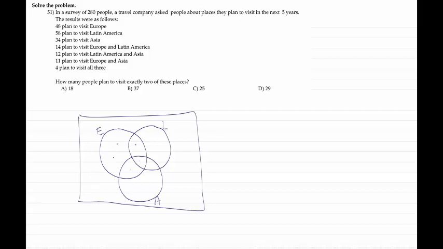So I'm going to start here with, I have 4 plan to visit all 3. So 4 plan to visit all 3. So where do all 3 of these sets intersect? 4 people go in there.